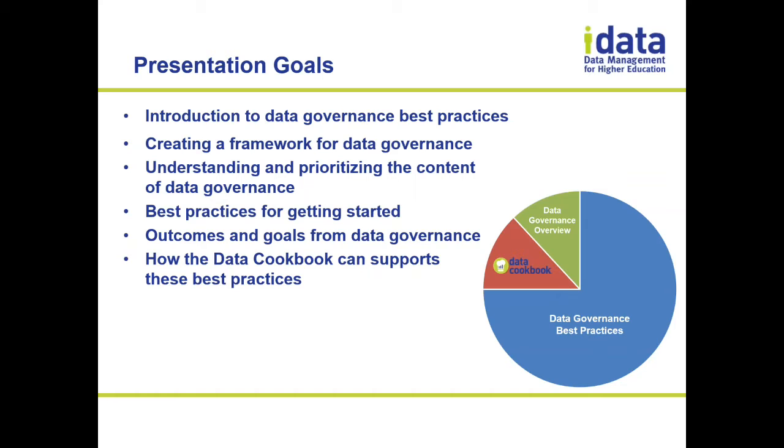And then we're going to talk about understanding and prioritizing the content in data governance, which can be a struggle, figuring out where to start and what to focus on. Then we're going to focus on some best practices for just getting started, like how to get started with data governance and how to make that work. And we're going to look at some of the outcomes and goals from data governance, things you're striving towards and where those best practices can bring you. And then we'll talk briefly about how the Data Cookbook can support all these best practices we're talking about.